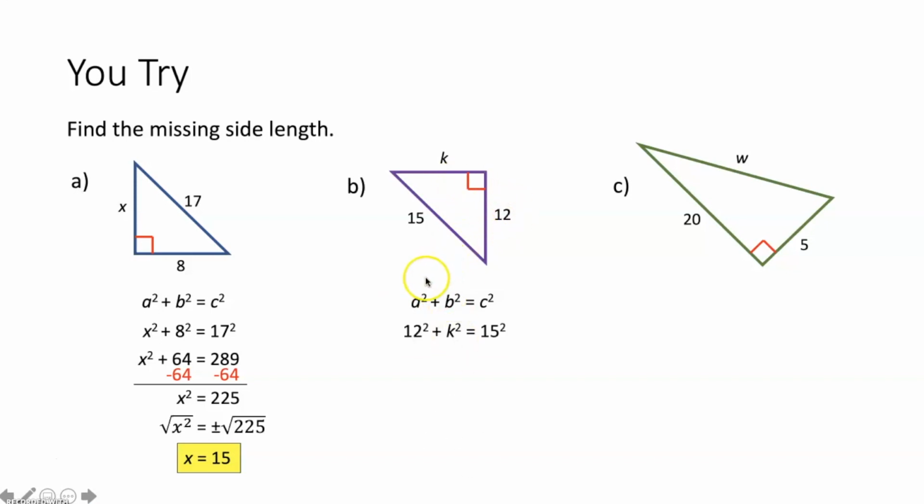I plug in 12 for a, I'm plugging in k for b. Now I solve for k, so I have to square the 12 and the 15. I then solve for k by subtracting 144 on both sides, and I get k squared is equal to 81.